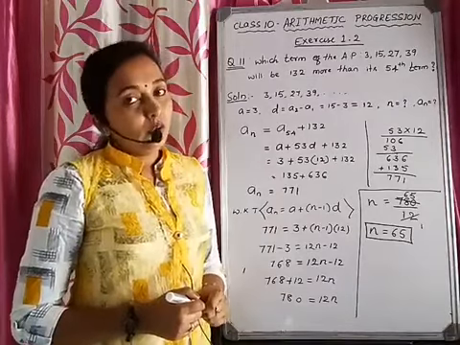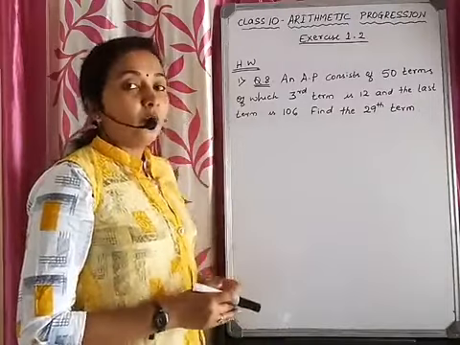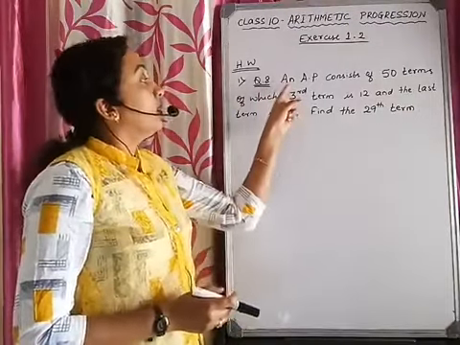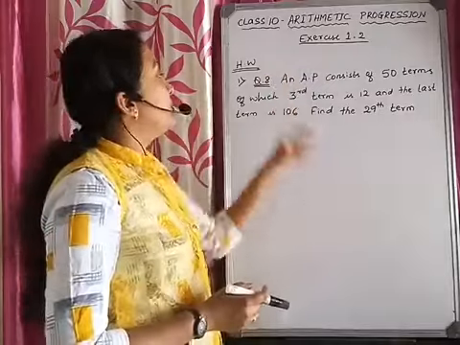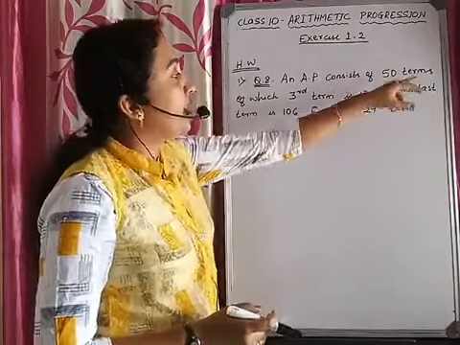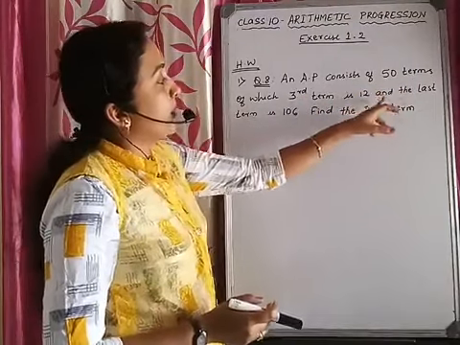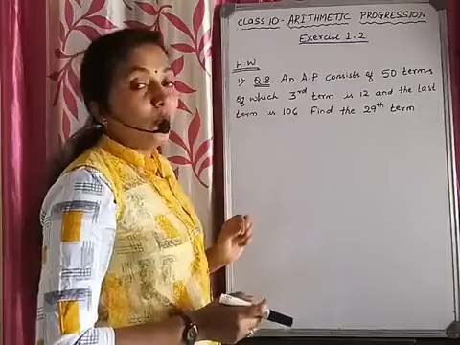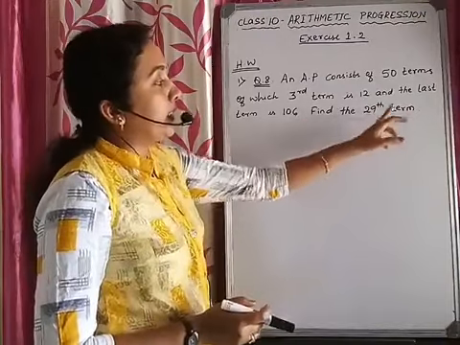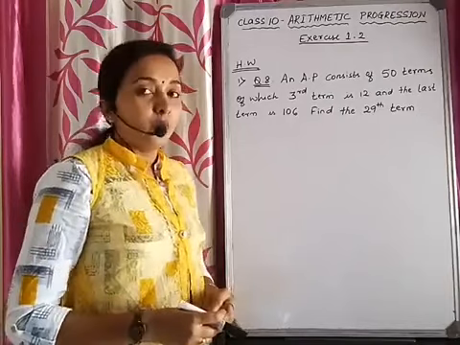Let's go for the homework. Okay, this is your homework, question number 8 of exercise 1.2. The question is: an AP consists of 50 terms, of which the third term is 12 and the last term is 106. Find the 29th term. Do this homework in your notebook, children.